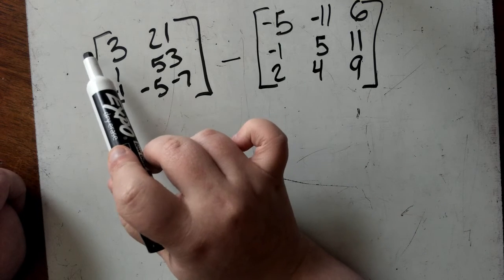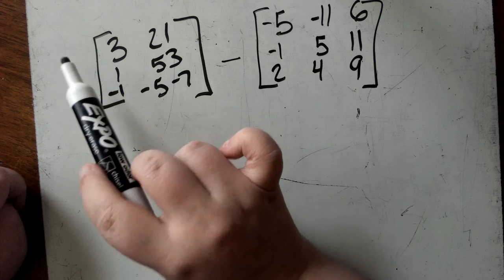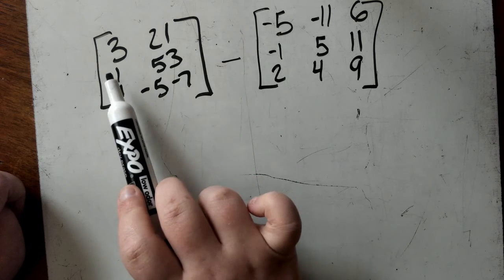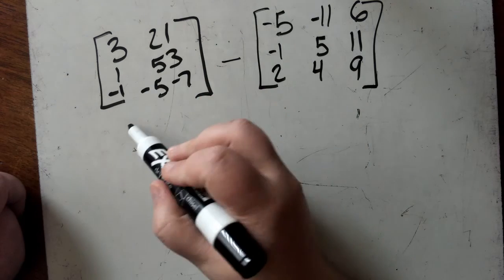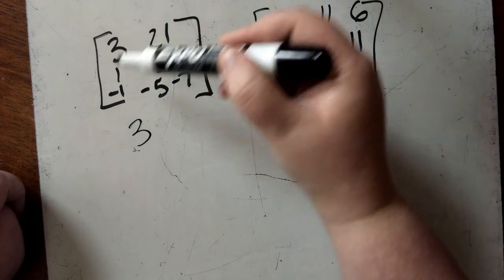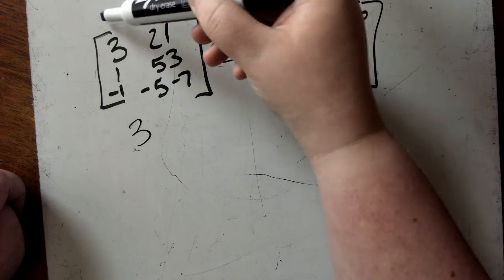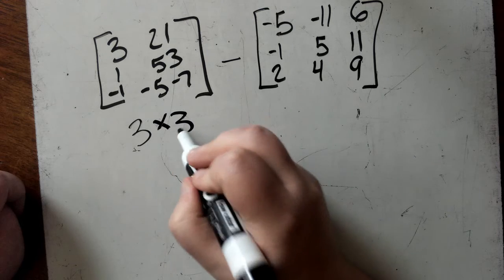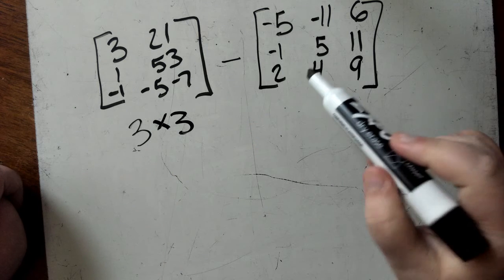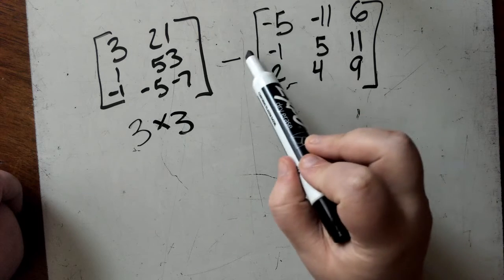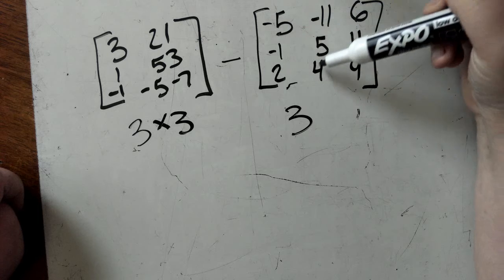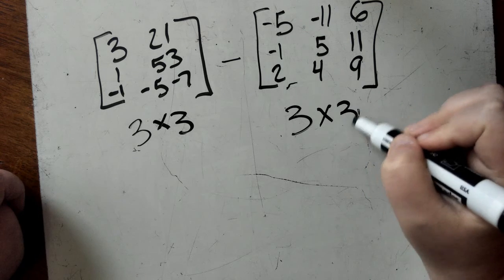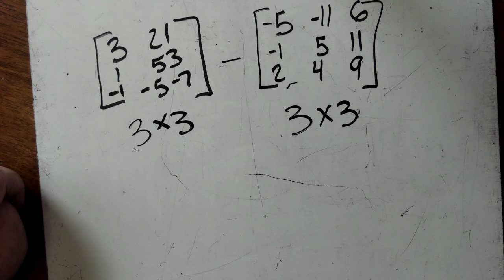So over here, we need to know the number of rows and the number of columns. So the number of rows, there are 1, 2, 3 rows. 3 rows here. And then there are 1, 2, 3 columns. 1, 2, 3 columns. So the first matrix is a 3 by 3. Now over here, there are 1, 2, 3 rows and 1, 2, 3 columns. So that would also be a 3 by 3 matrix.